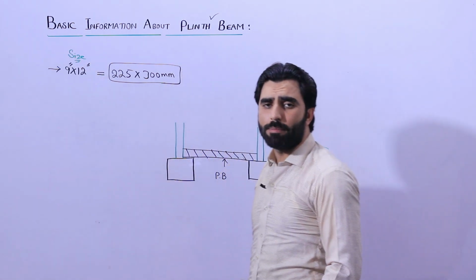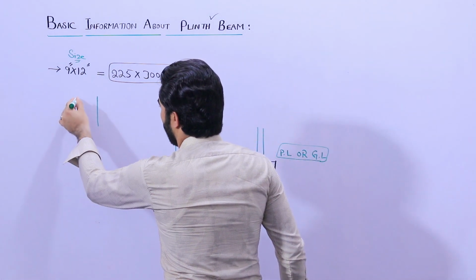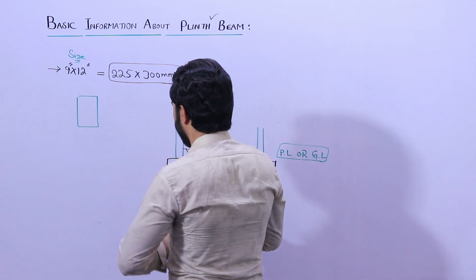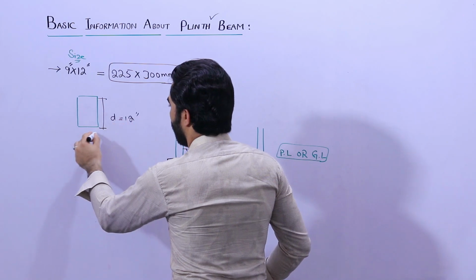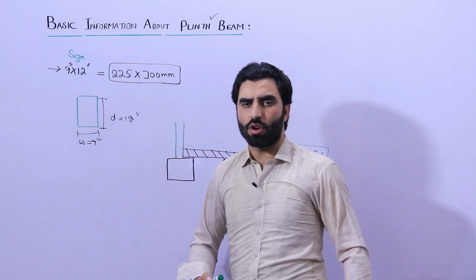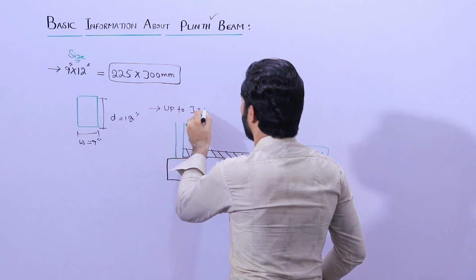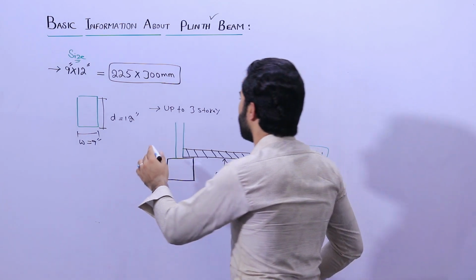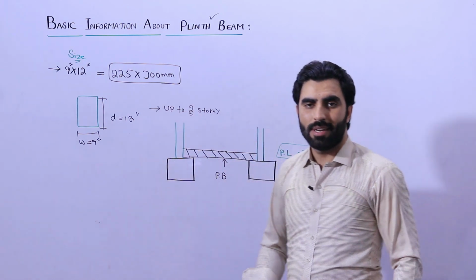Remember guys, the depth of the beam should be greater than its width. How? As you can see here, this is plinth beam where the depth is 12 inches and width is 9 inches. This size you can use for normal residential building up to 3-story. It means G plus 2-story, but I am recommending you guys use up to 2-story. This is size of plinth beam.